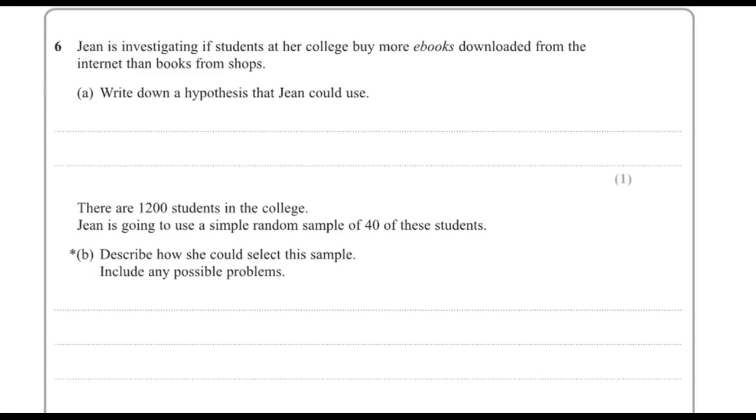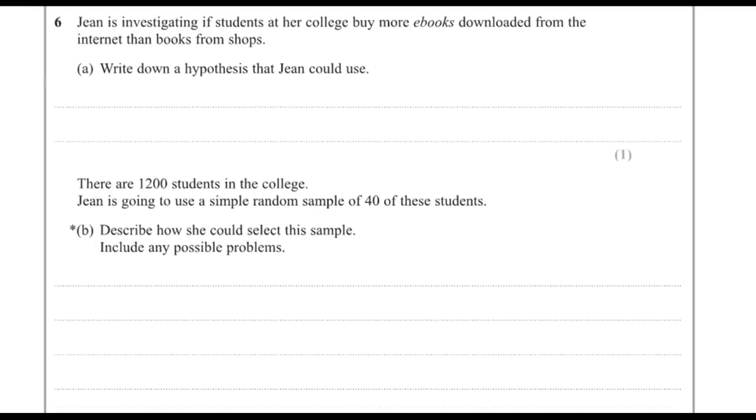Question 6. Jean is investigating if students at her college buy more e-books downloaded from the internet than books from shops. Write down a hypothesis, prediction, okay, that Jean could use. So she wants to know if they buy more e-books. So let's pretend that we're going to predict that they do buy more e-books.